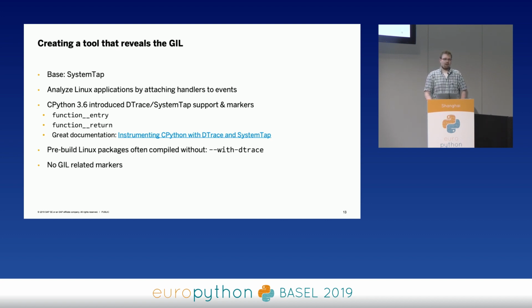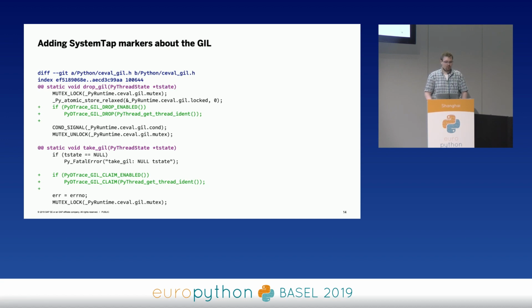But especially the last part was actually not so complicated to implement. This is just one part of the patch which introduced some markers regarding the GIL. Every time a thread drops the GIL, it will emit an event about that. And every time a thread tries to claim the GIL, it will also emit an event. As you can see, we can also add arbitrary attributes to these markers, which will then be accessible in SystemTap. In that case, I'm using the thread ID, so that I have an idea which thread is performing this action.